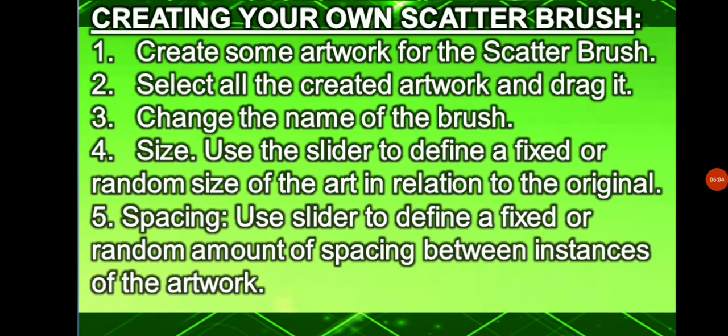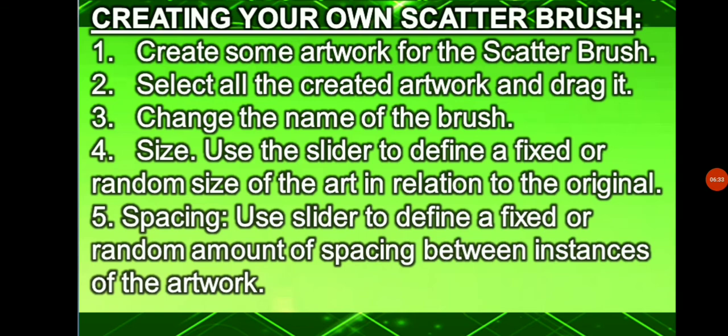Next is how to create your own scatter brush. 1, create some artwork for the scatter brush. Gradients and effects cannot be used when creating a scatter brush. 2. Select all created artwork and drag it into the brush panel. When the new brush dialog opens, select scatter brush from the options to bring up the scatter brush options. 3. Change the name of the brush.